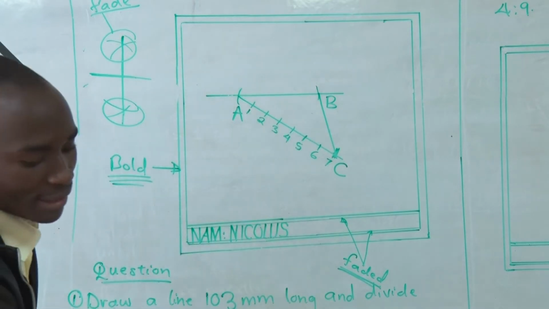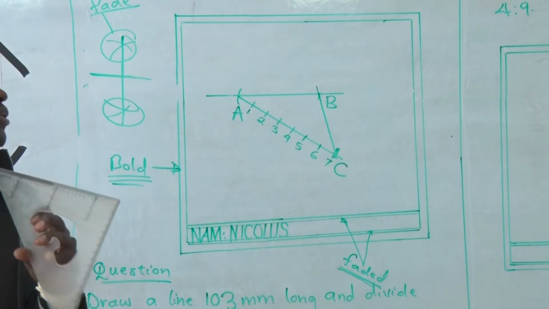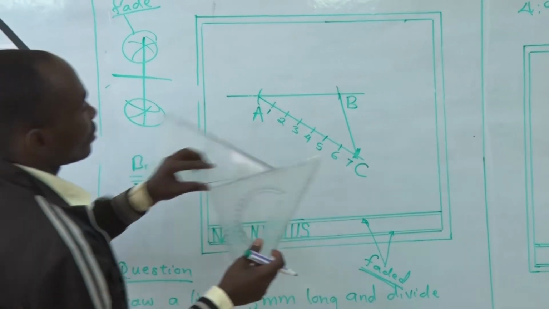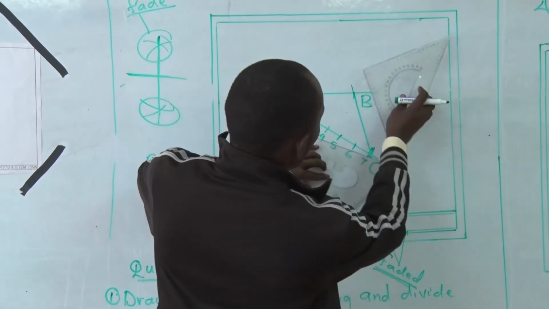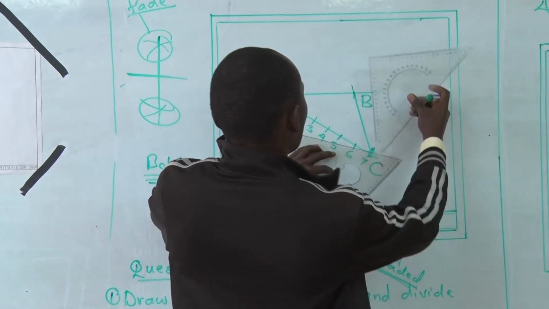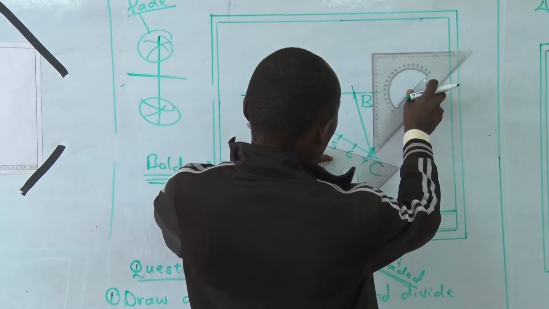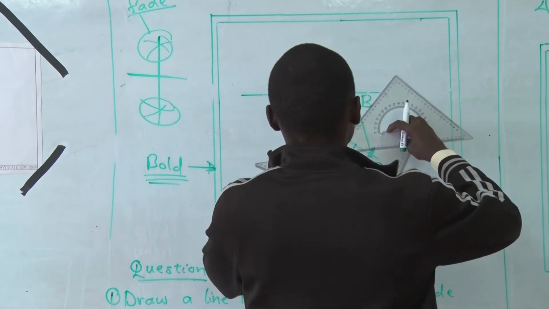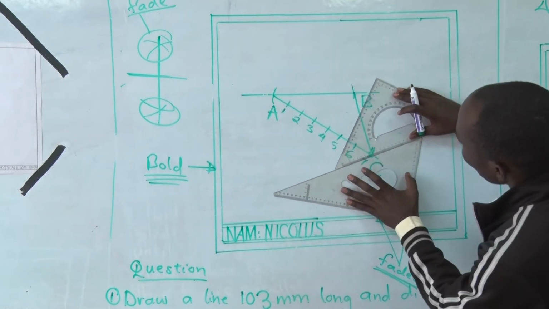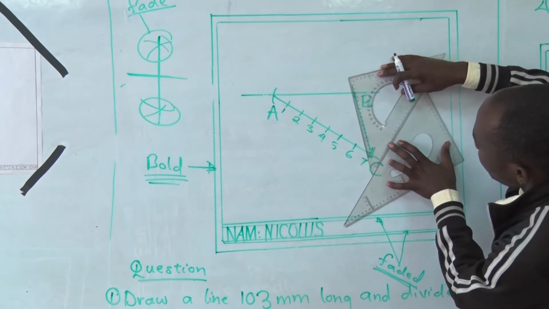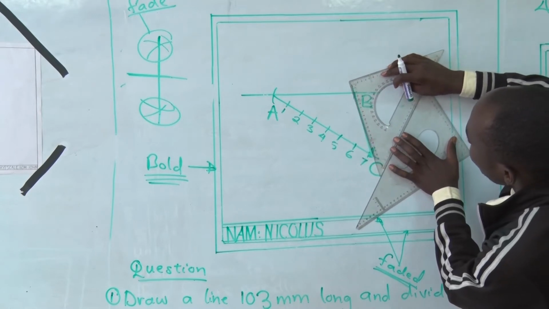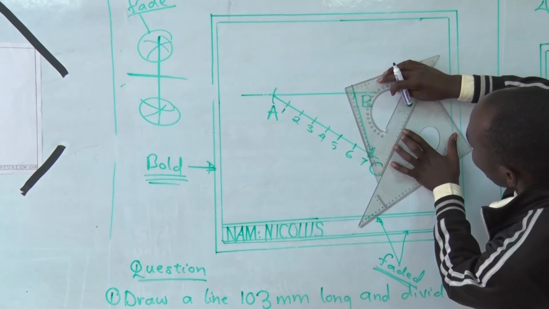To draw them parallel with that line, you take your set squares like this. You place one, you adjust them. This is how you place them. You place your set squares like this. I think this angle is really extended.